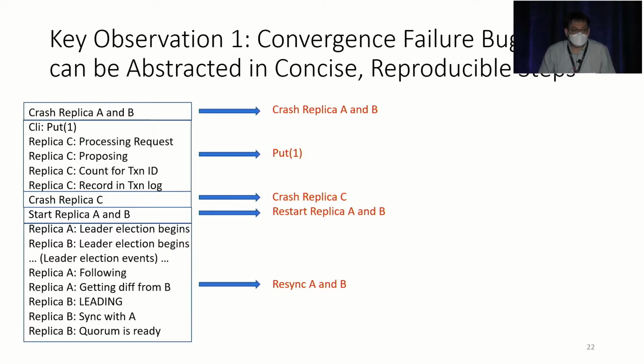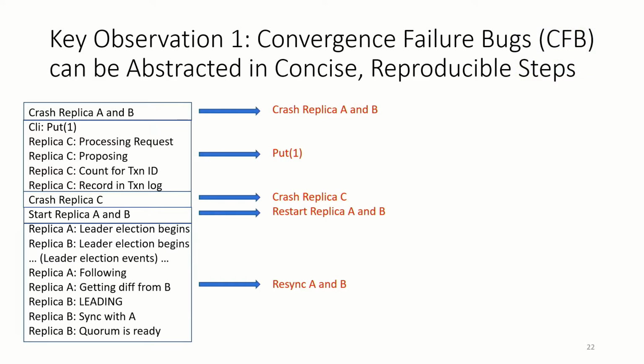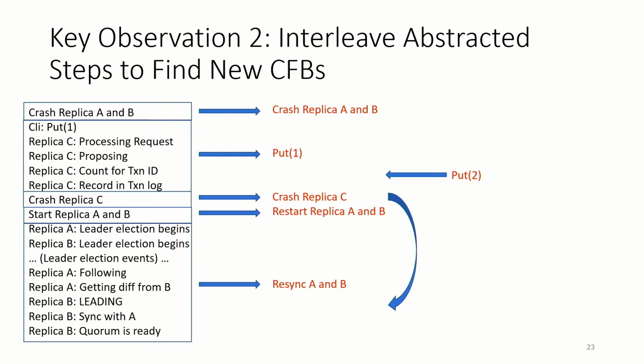We made one key observation: we can convert the sequence of complex events, such as the one on the left-hand side here, into a much shorter sequence that's concise and reproducible, just like the one on the right-hand side, involving the relevant events such as crash, put, restart, and resync, for example. And we can interleave these to find new CFBs.